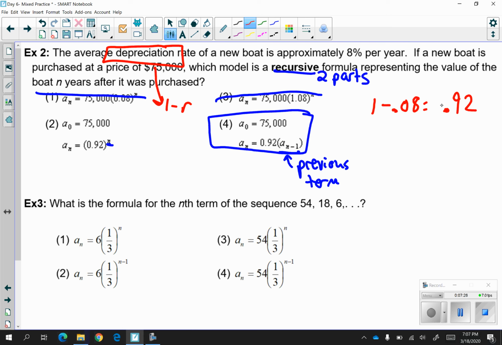Guys, please be careful here because technically the 0.92 is r, your common ratio, whereas 0.08 is also r, your rate. So I don't know whose bright idea this was, but r means 2 things. R means rate when you're talking about exponential functions, and r also means common ratio when you're talking about geometric sequences. You have to know when we're distinguishing between which one.